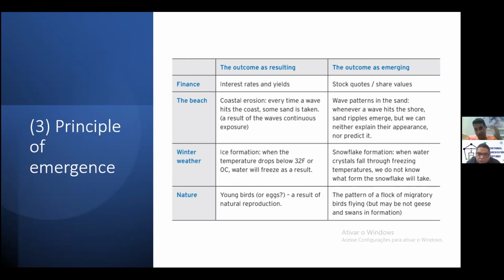Yeah. So I'm just going to put this last example here, for example, nature. If we just look at the results, we're going to see that young birds or eggs will be a result of natural reproduction. Or we can look at the system and see that it's the pattern of a flock of migratory birds flying, such as geese and swans. So I hope I can make myself clear here. In this principle, we'll need to have a better look at what is behind the system.